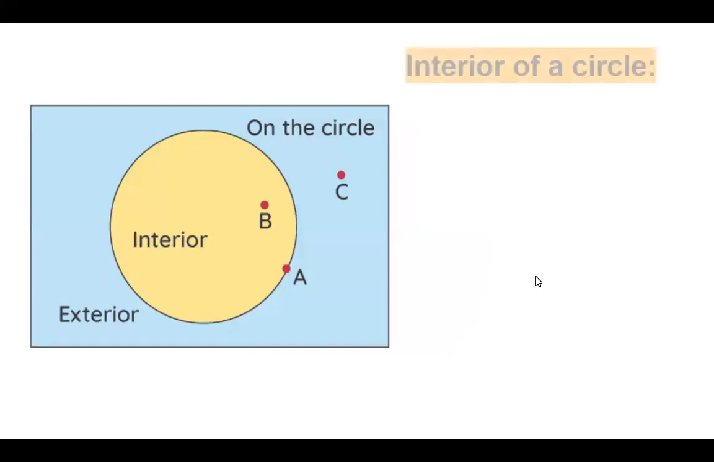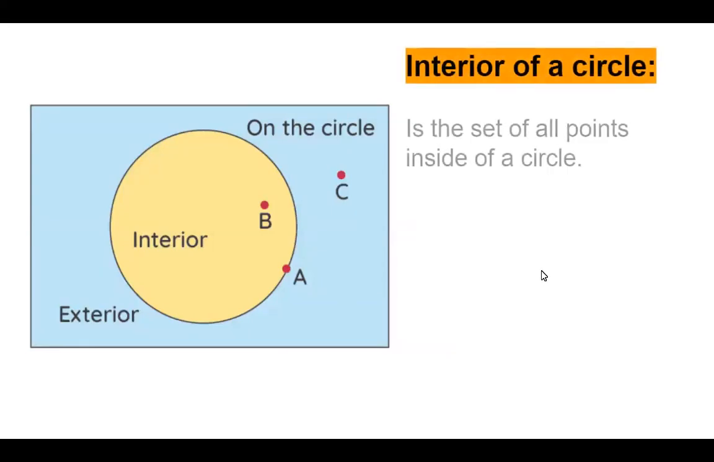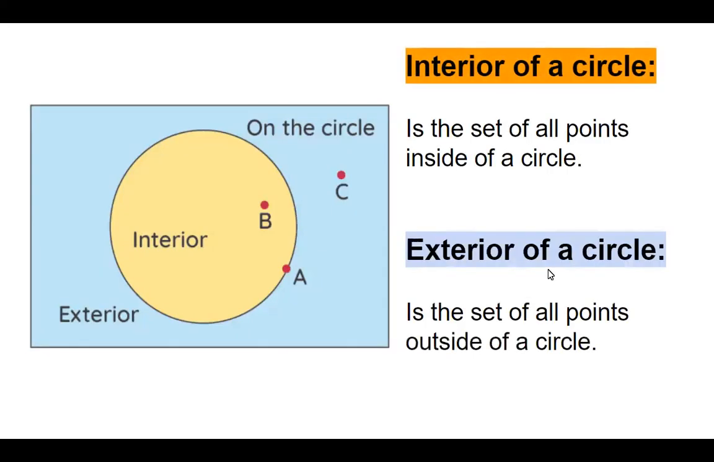Next, we had interior and exterior parts of a circle. Anything that falls outside of your circle is considered exterior. Anything that falls within your circle is considered interior. Anything that falls on the circle, on the line right here, is considered on the circle. So it's exterior, interior, and on the circle.